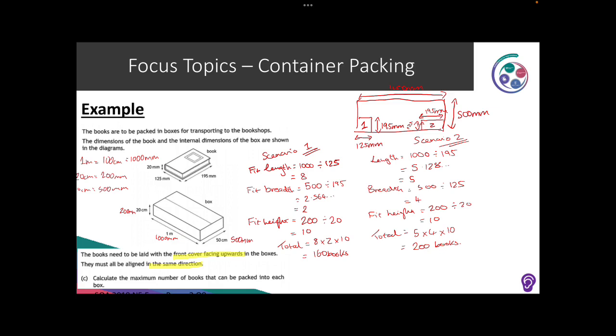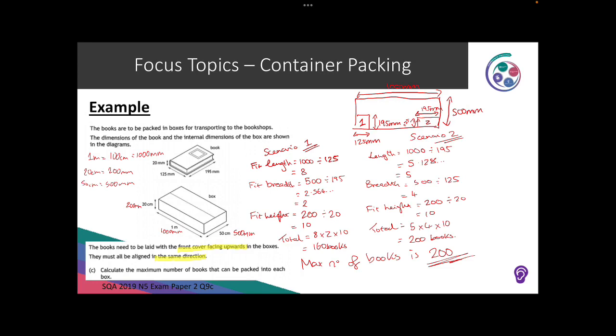So calculate the maximum number of books that can be packed into each box. The maximum number of books is 200. And we've proven that. So making sure that you're showing 2 different scenarios there, and you're working through and working out exactly how many books in this case can be packed into that there.